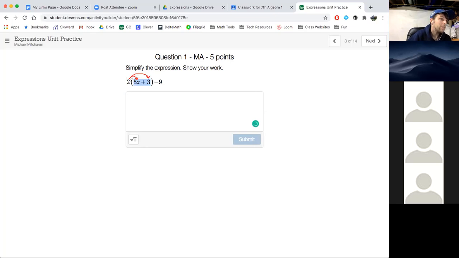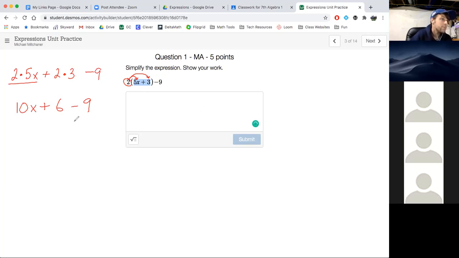So when I distribute this in, I'm multiplying all those terms by 2. I'm doing 2 times 5x plus 2 times 3, and then minus 9. Be careful, don't distribute to something on the outside of parentheses. 2 times 5x becomes 10x, plus 2 times 3 becomes 6, minus 9. These are the steps that I'm going to be showing in here. I'm going to actually type them out to show my work.